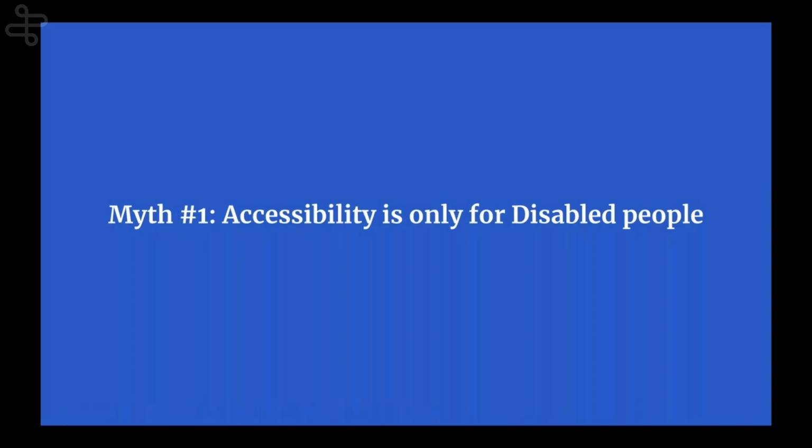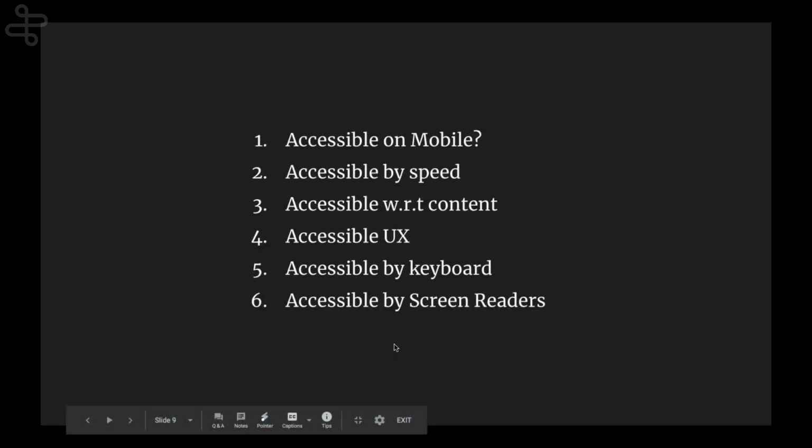Now, coming to the myth one, as I mentioned, accessibility is only for disabled people. So whenever people hear accessibility, they start thinking about disabled people, and then they start thinking about keyboard and screen reader. But this is not true, because accessibility is also about, is it accessible on mobile? Is your website loading on time? Is the content perceivable or understandable? Is the UX good? Is it consistent? Is it easy to understand or not? And yes, obviously, is it accessible by keyboard? Is it accessible by screen reader?